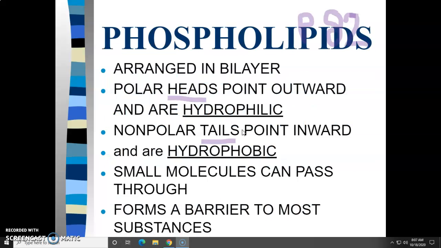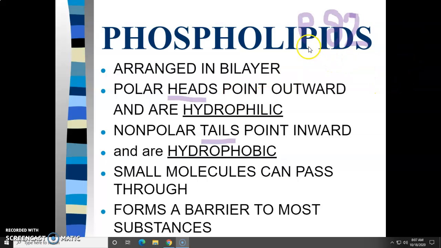Phospholipids. They're in 2 layers because bi means 2, right? So hydrophilic means water-loving. So those are the polar heads and they point out. And then the hydrophobic, that means water-fearing. Tails are nonpolar. They're repelled by water and they point in. And small things can actually squeeze through there, but it forms a barrier to most things of the cell.